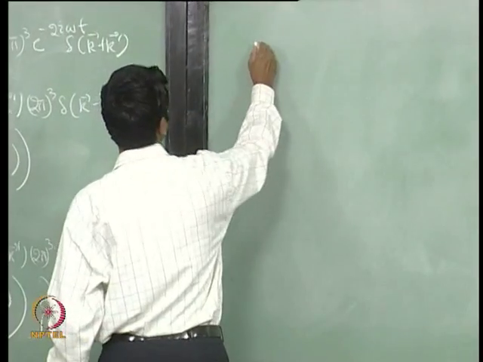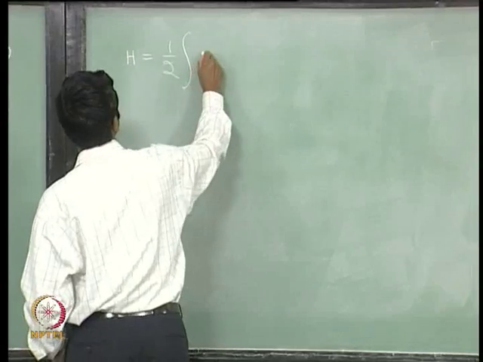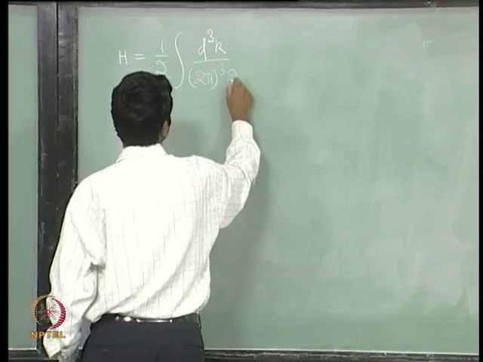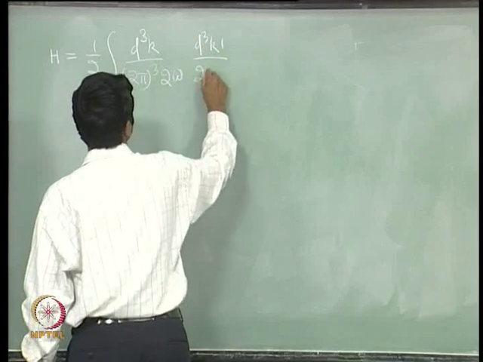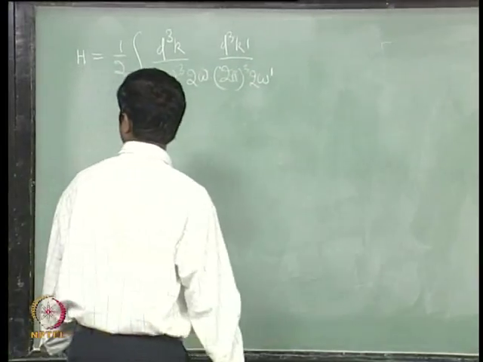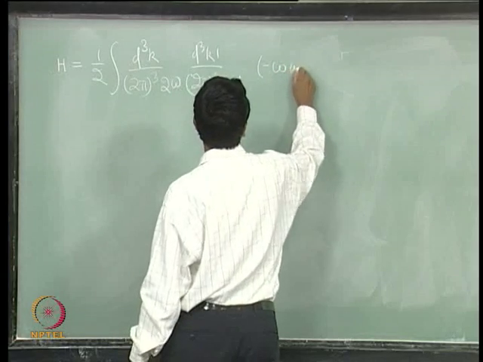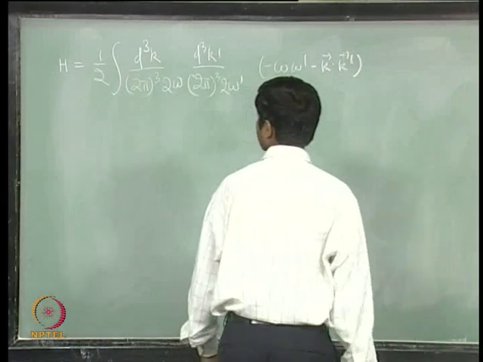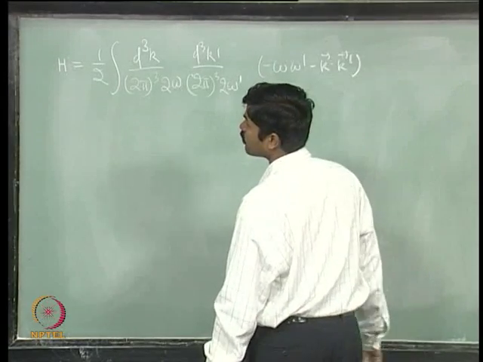So, when we simplify, what we get is the Hamiltonian: half integration d cube k over 2 pi cube 2 omega, times d cube k prime over 2 pi cube 2 omega prime, then minus omega omega prime minus k dot k prime plus m square. Again, okay, let us write it in more detail.